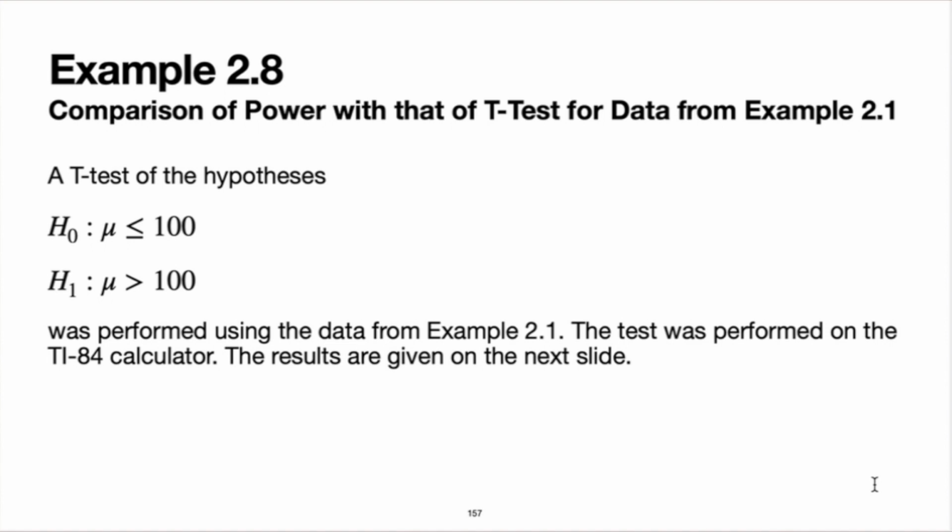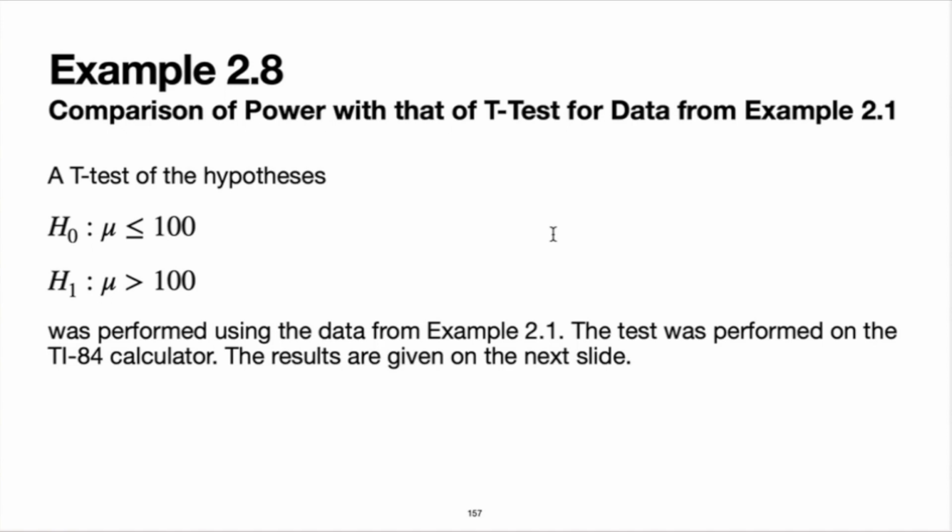This is a comparison of power from the nonparametric test that we looked at to that of a t-test for the data from example 2.1. Back in that example, we were interested in testing the hypothesis that the median of the population was less than or equal to 100 against the alternative that the median was greater than 100. Since that data came from a normal distribution, we can reframe that set of hypotheses into hypotheses involving the population mean. So the null hypothesis would be that the population mean is no more than 100 against the alternative that the population mean is greater than 100.